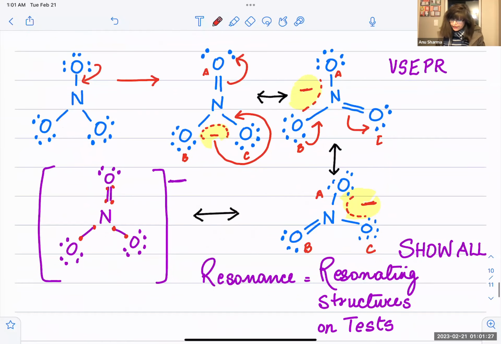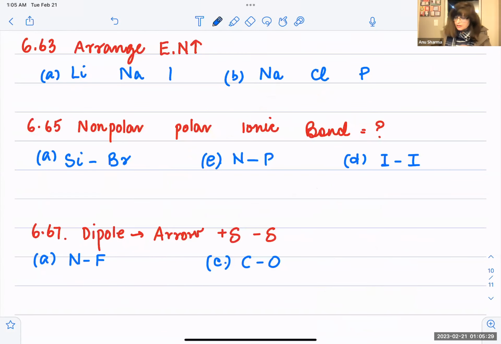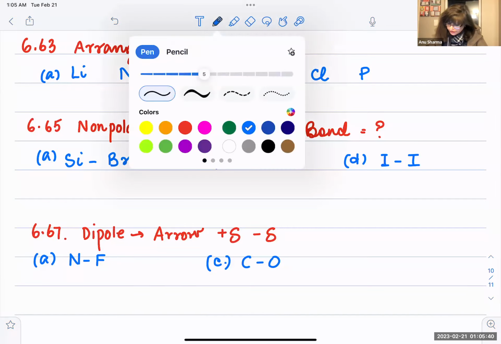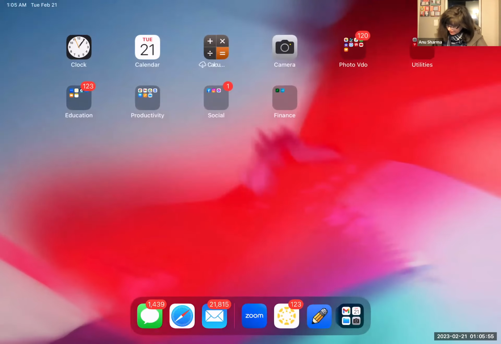Now we're going to look at the next concept of polarity. So hold on. Okay, so now we are looking at the electronegativity concept. So here the questions are 63, 65, and 67. They relate to electronegativity and bond polarity. The first one: arrange these atoms in increasing order of electronegativity. And here you will be using the periodic table. Okay, so let's look at this.